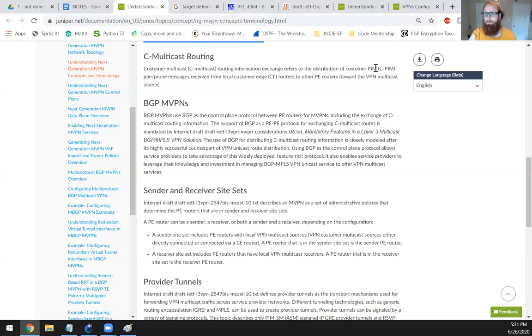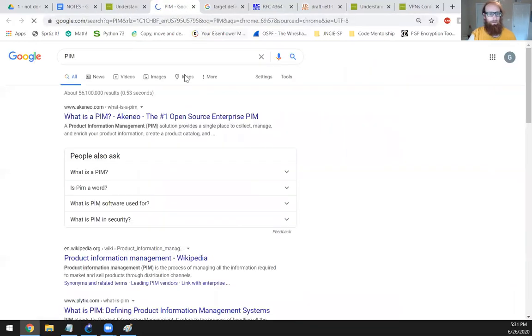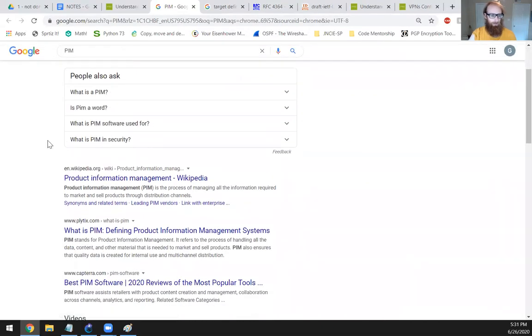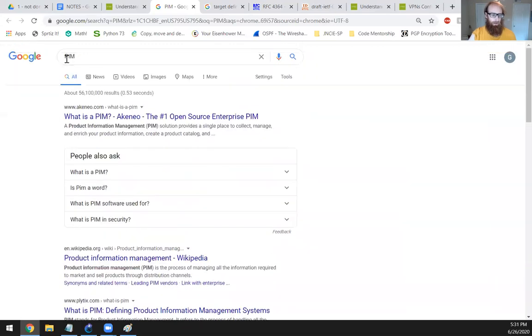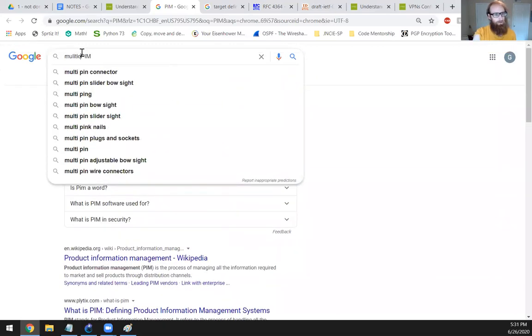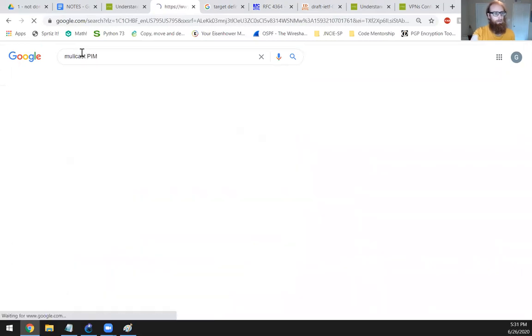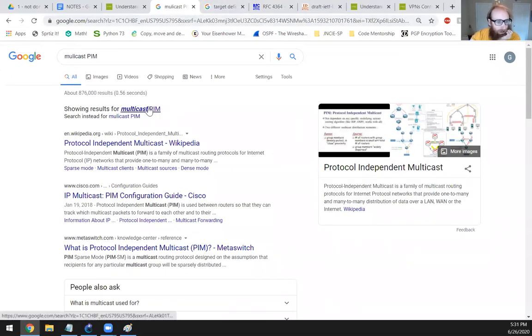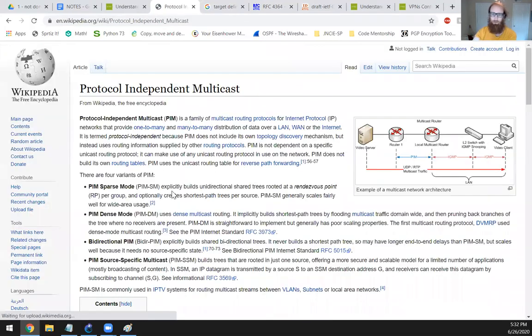What is PIM? Well, this isn't it. Okay, let's do multicast. Okay, well, I guess I was close. Protocol independent multicast. So I said it was protocol independent media, but it's protocol independent multicast. That's okay, I'll take it.